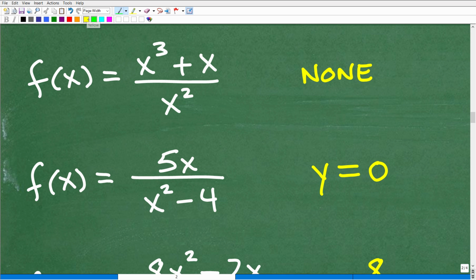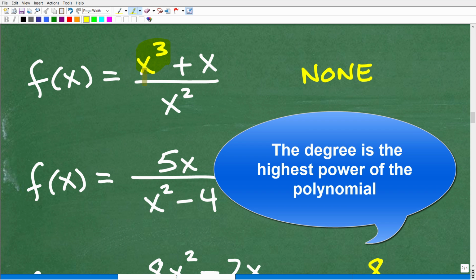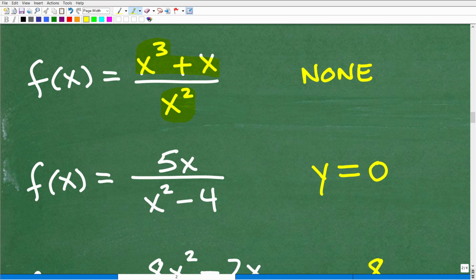Now, what you're focusing on here is the degree. Okay, so here, in our first example, you can see that we have a third degree polynomial in the numerator and a second degree polynomial in the denominator. If the numerator is a higher power than the denominator, that function will have no horizontal asymptotes. So in this particular example, there are none. So again, if the degree is higher in the numerator than the denominator, there are no horizontal asymptotes.